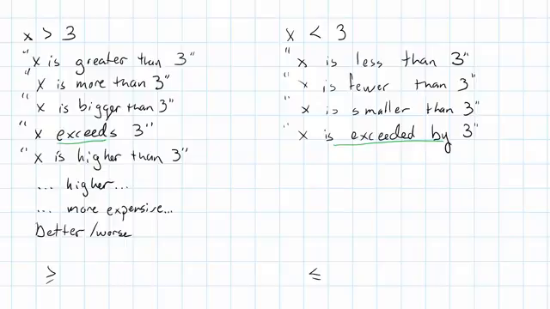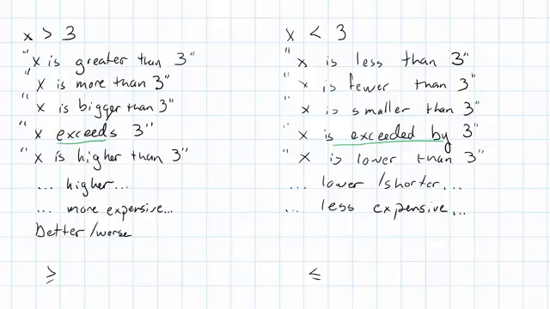We might say that x is lower than 3. In specific applications, we might say something about being lower or shorter. We might say something about being less expensive. And again, depending on whether large or small numbers are better, this might be better or worse. Okay, so greater than and less than are relatively straightforward. Greater than or equal to and less than or equal to have some odd things happen.